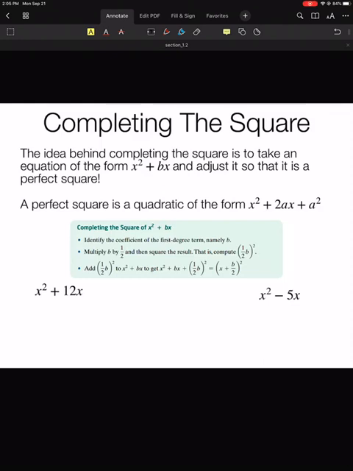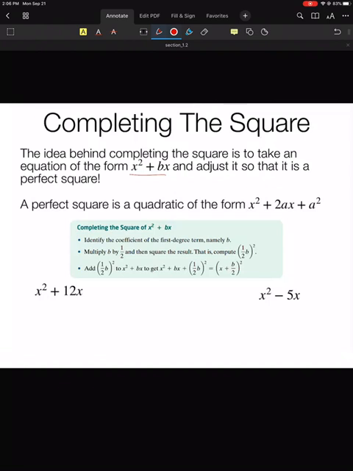In this video, we're going to discuss completing the square and how completing the square can help us solve quadratic equations. Before we get to solving quadratic equations, we first need to discuss what completing the square is. The idea behind completing the square is to take an expression of the form x squared plus bx and then adjust it so that it is a perfect square.